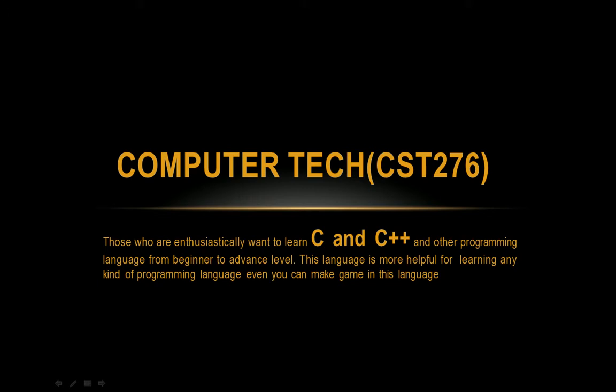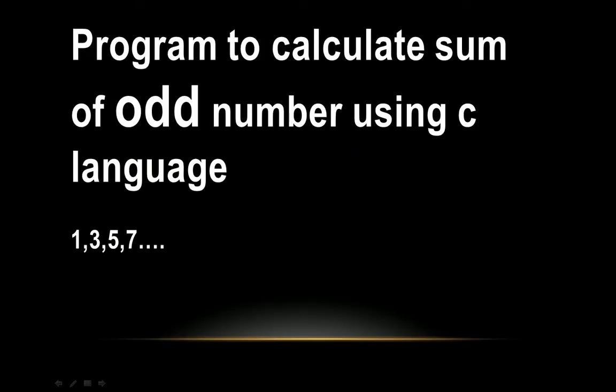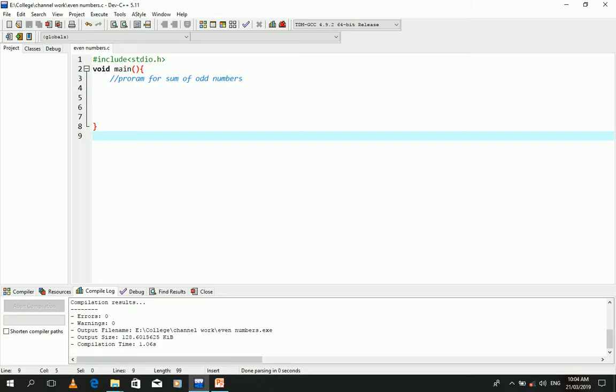In today's video, we will calculate the sum of odd numbers with the help of a C language code. Odd numbers are those whose remainder is always 1, and odd numbers are 1, 3, 5, 7, and so on. How to calculate the sum of these odd numbers, we will see in the program. Now let's start our video.